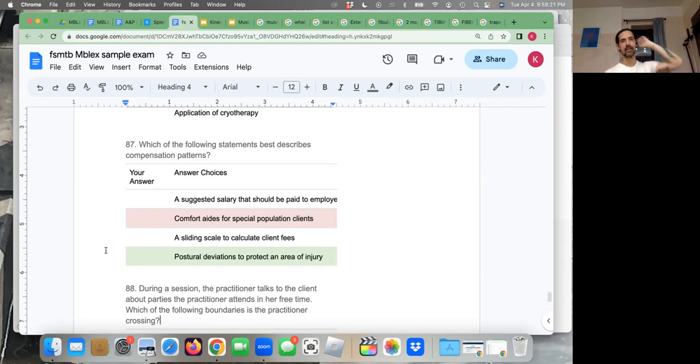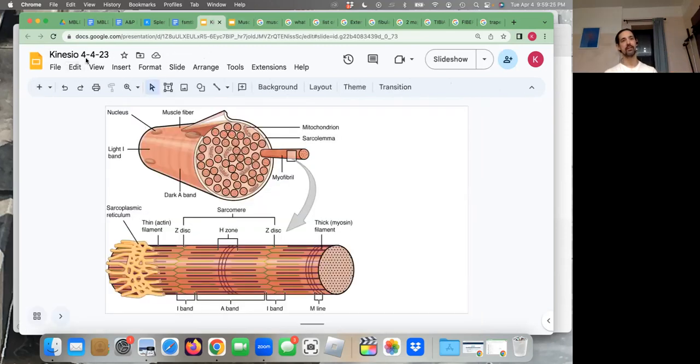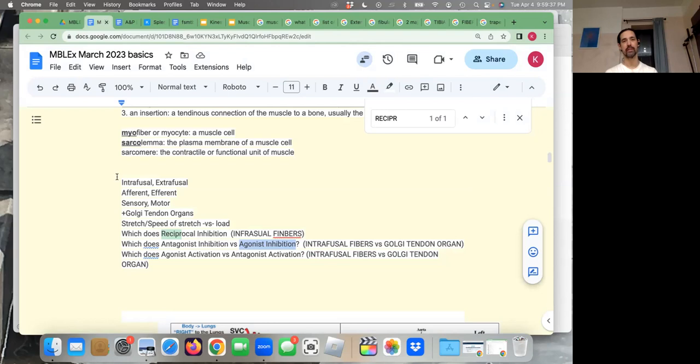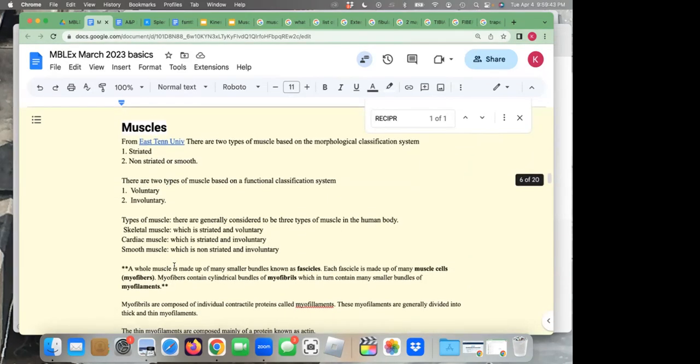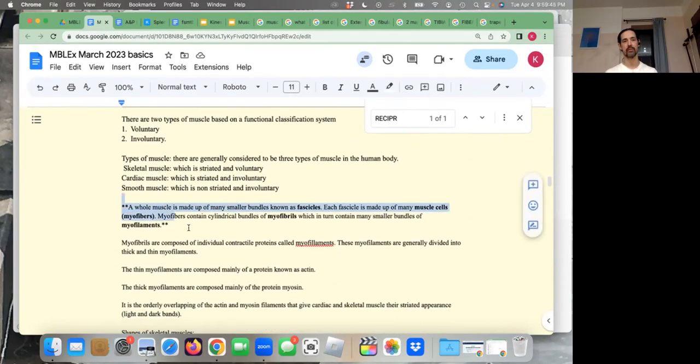Compensations. Okay, guys, that's it for tonight. Good work. Take a look at this Kinesio 4423 file. I'll probably rename it, but it's more than one subject in here. Also, be sure that you go to your March 2023 basics. Look at your intrafusal, extrafusal, as well as the histology of a muscle.